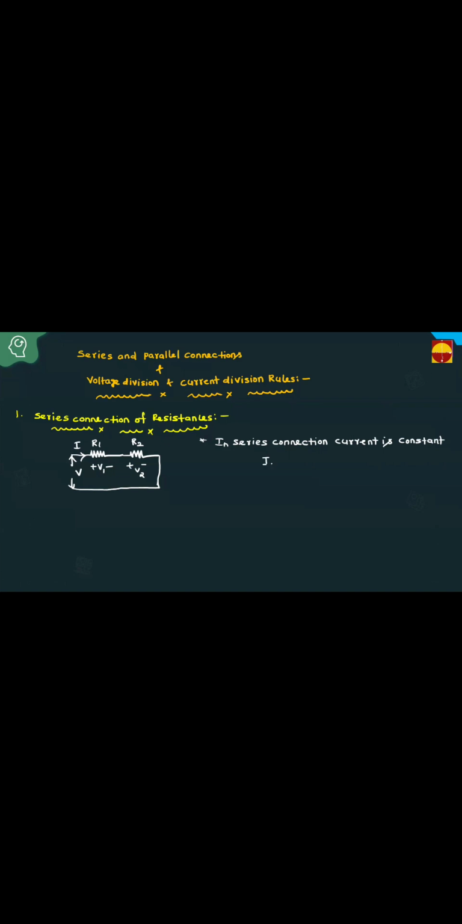Then what is that current I equal to? I equal to V by the total resistance, R1 plus R2. In series connection, current is constant, and voltage is divided. In series connection, current is constant, voltage is divided.